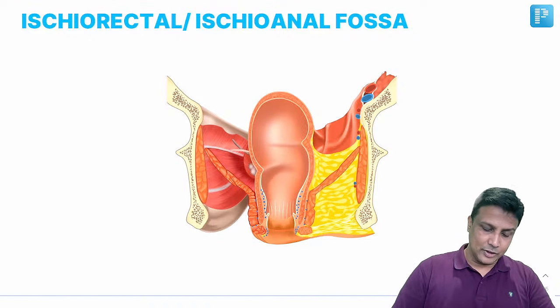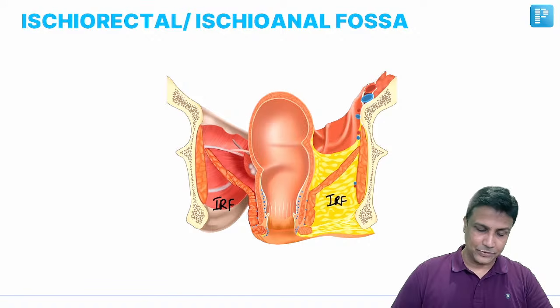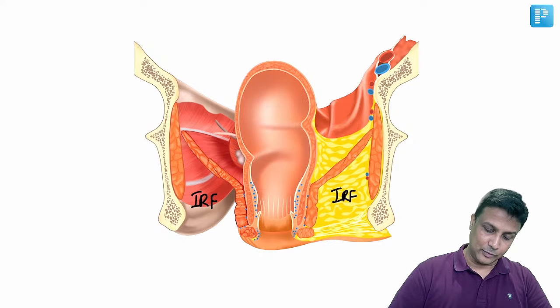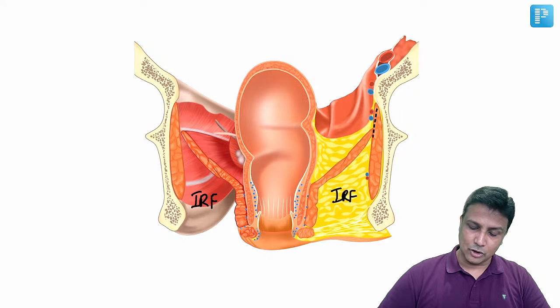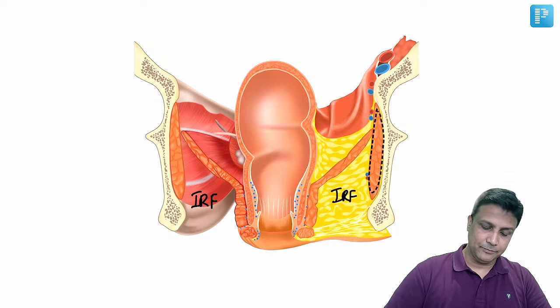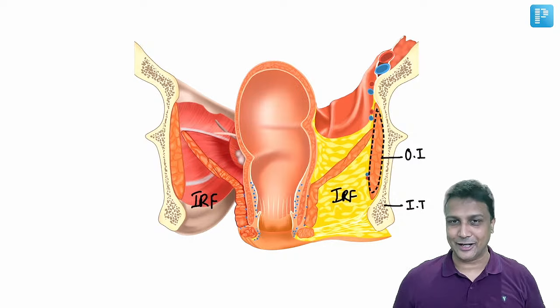Now in this diagram, you are able to see this one here will be the ischiorectal fossa. Now if that is the ischiorectal fossa, what is going to form the lateral boundary of that one? Laterally, you'll see the obturator internus muscle here. And this one here will be the ischial tuberosity on which you and me are sitting right now.